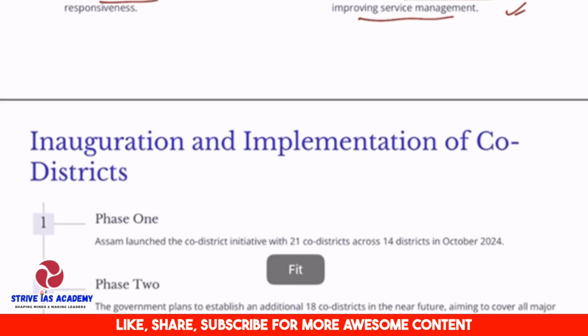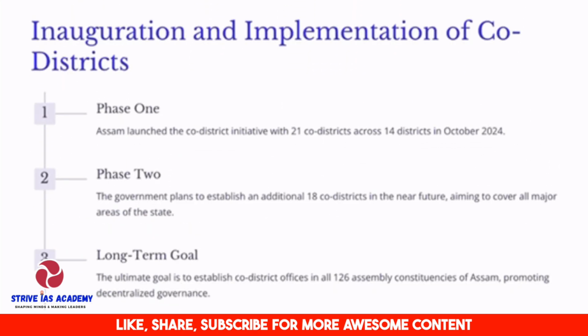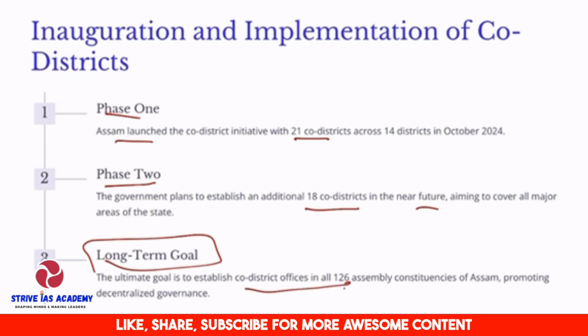Now, this is what the objectives of the co-district model are. How is this being implemented by the Assam government? In phase 1, Assam has launched this in 21 districts. In phase 2, this will be implemented in 18 also in the near future. In the longer term, the co-district will be implemented in all assembly constituencies of Assam. Currently we are only concerned about Assam because Assam has implemented this system.